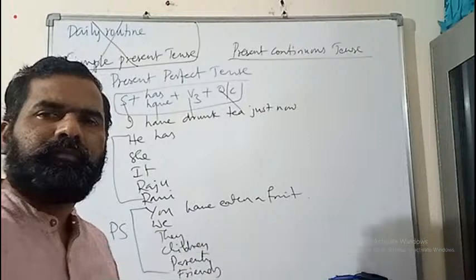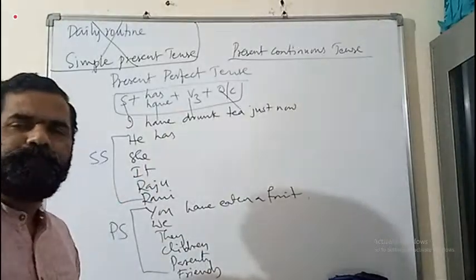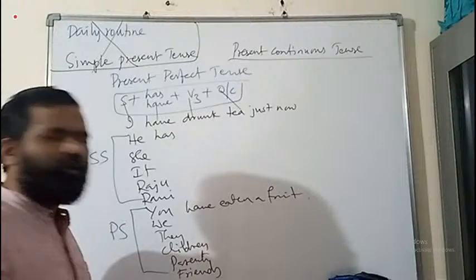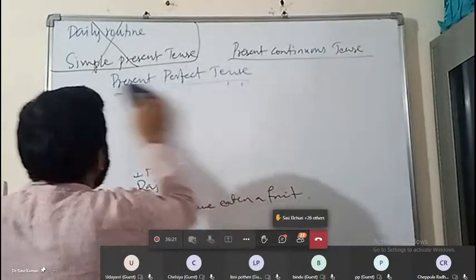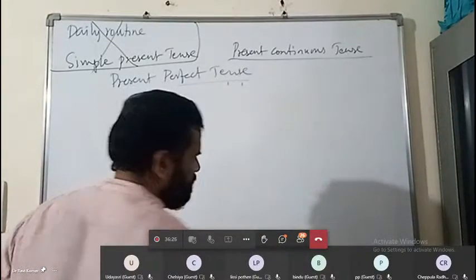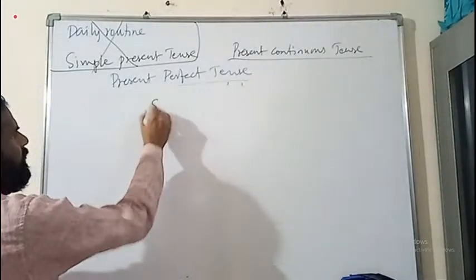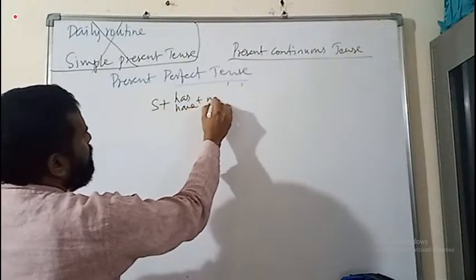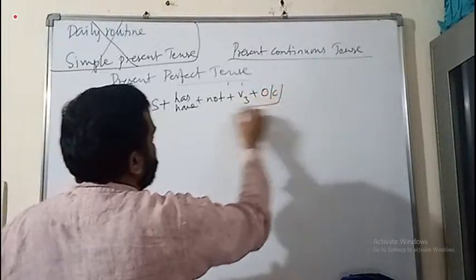All right. Can I wipe it? Right, thank you. Let's now look at negative structure. Subject plus has or have plus not plus V3 plus object or complement.